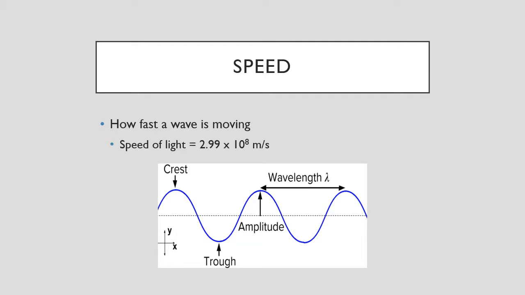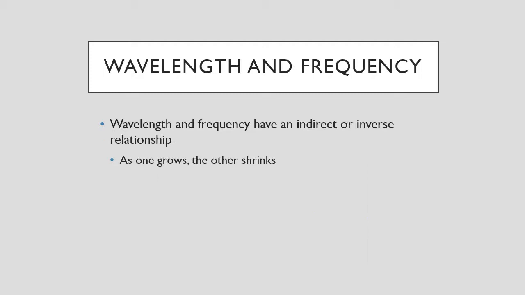Waves have a speed, which is a measure of how fast they are moving. Since we are going to be talking about light, we will be dealing exclusively with the speed of light, which is equal to 2.99 times 10 to the 8th meters per second. The two aspects of the wave we will focus on most closely will be wavelength and frequency.